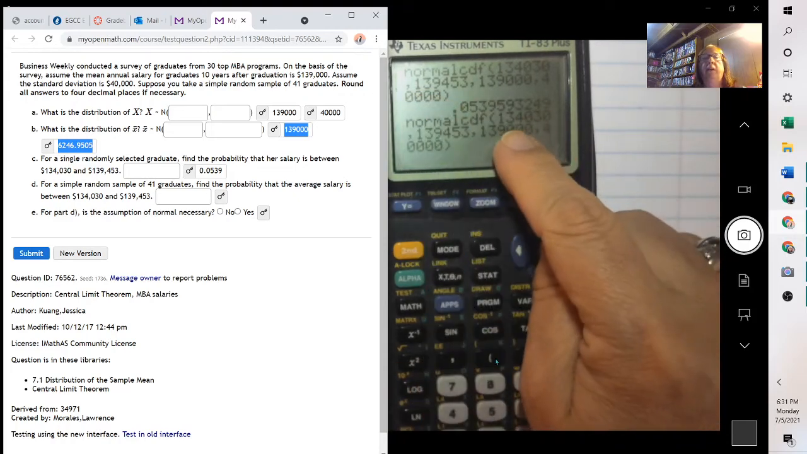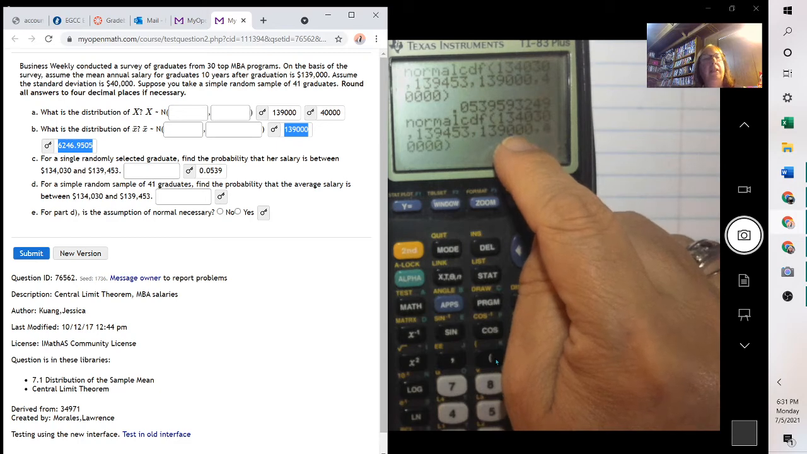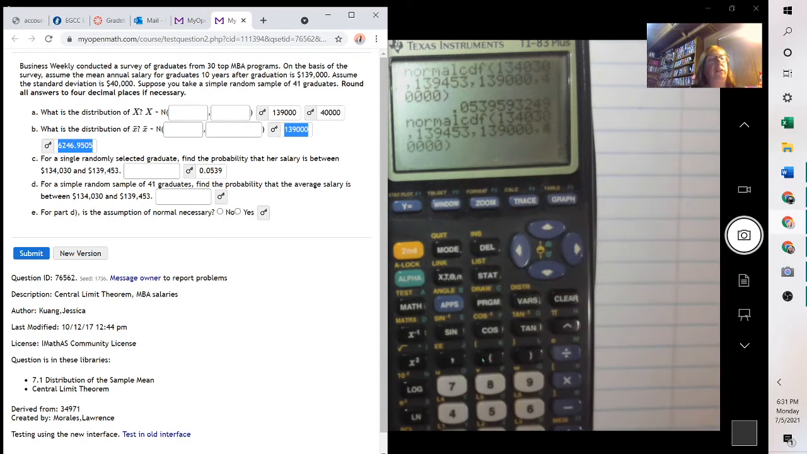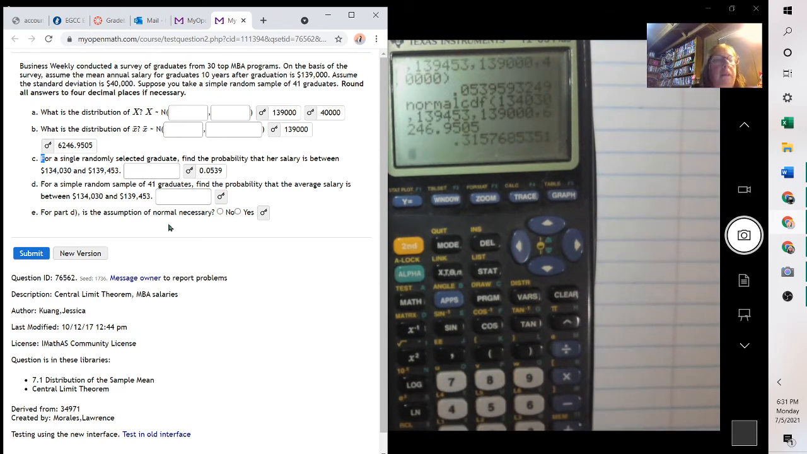So we have our lower value, our higher value, our mean, and then this standard deviation is right here, 6246 point, and hit enter, and we have this one.